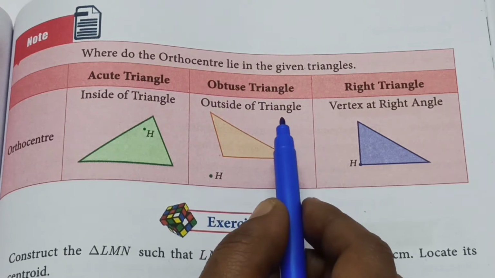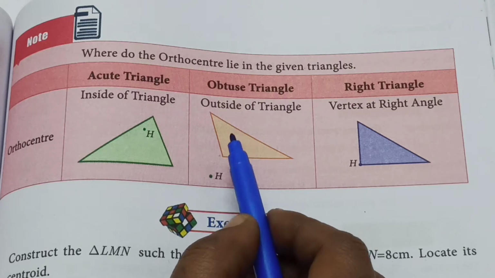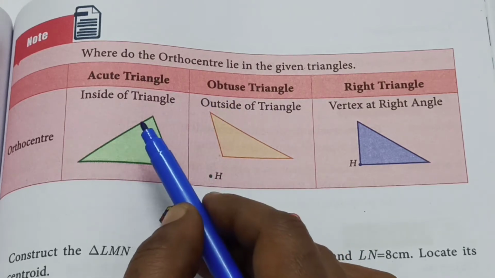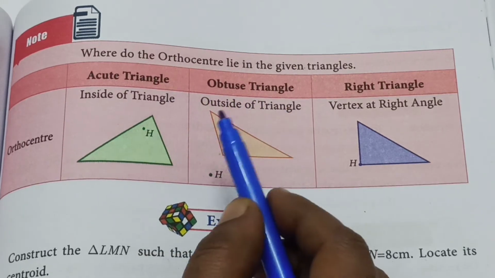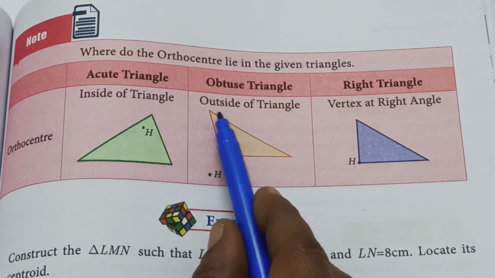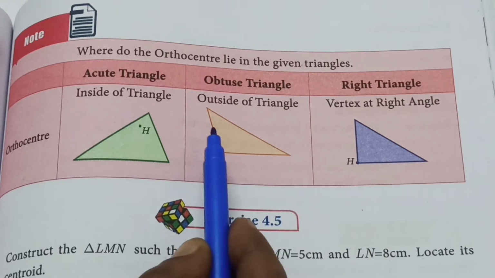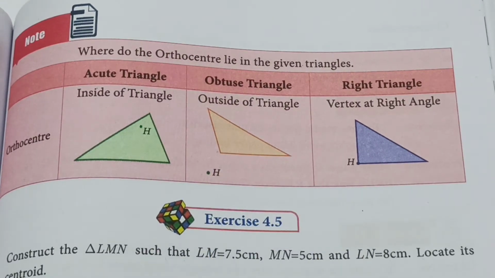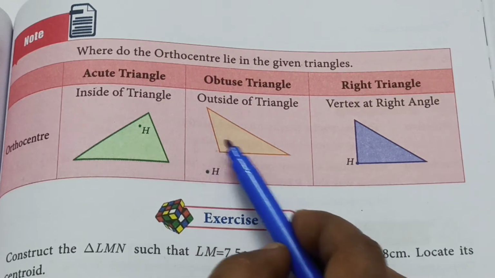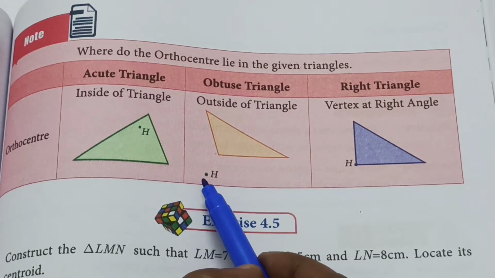Then obtuse triangle. Obtuse means above 90 degrees. That is an obtuse angle triangle, isn't it? In an obtuse triangle, where will the orthocenter come? Outside of the triangle. This is the obtuse angle triangle. The orthocenter will come outside of the triangle.